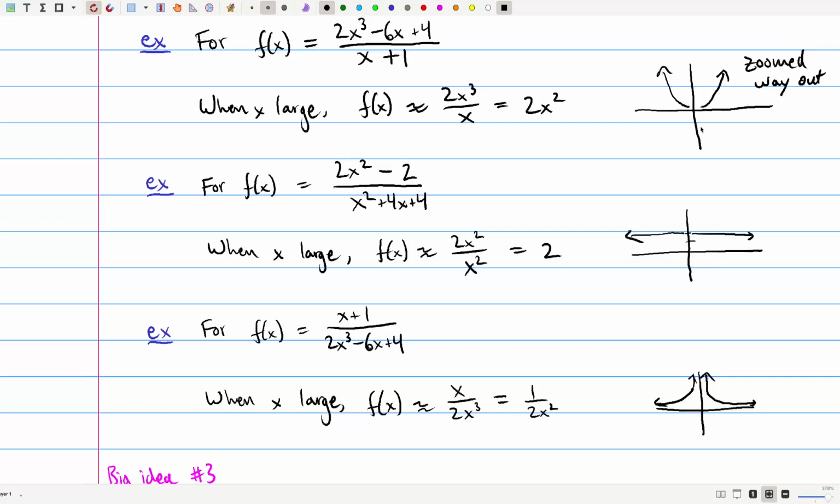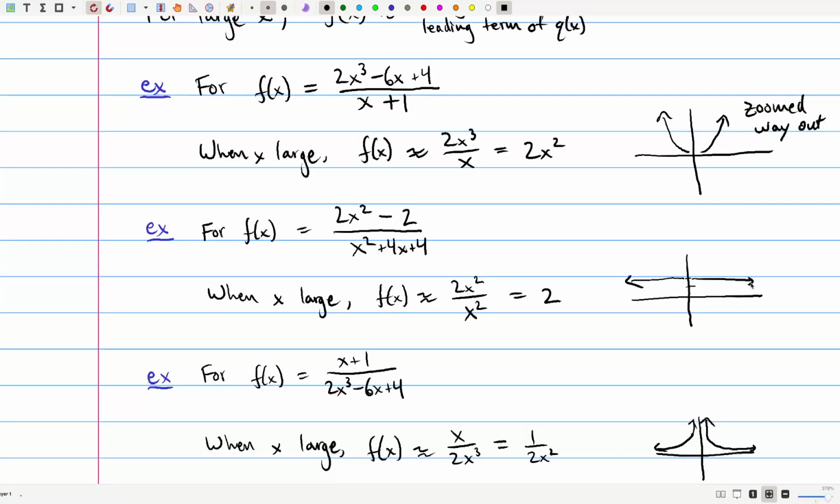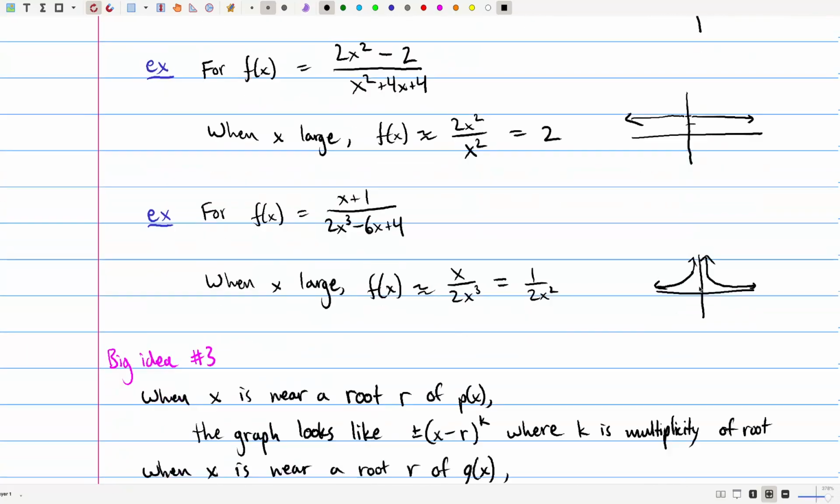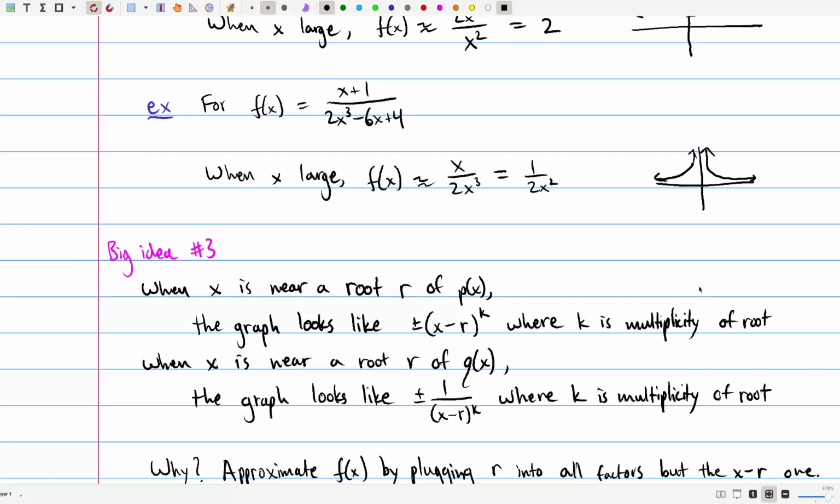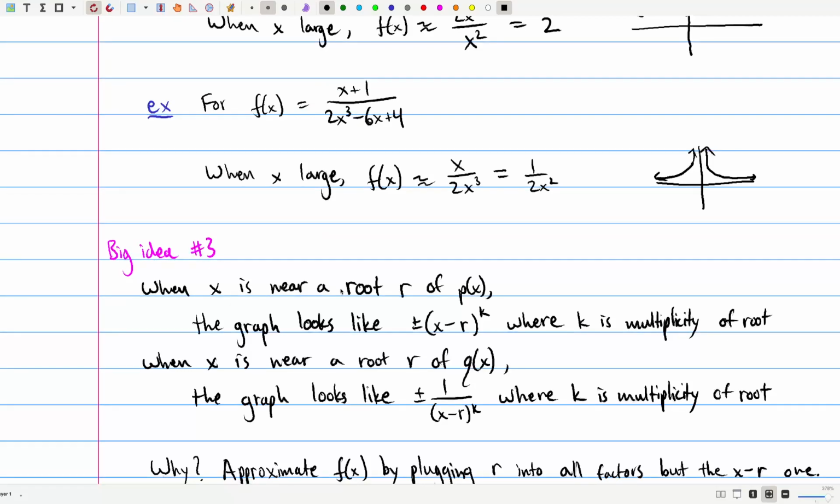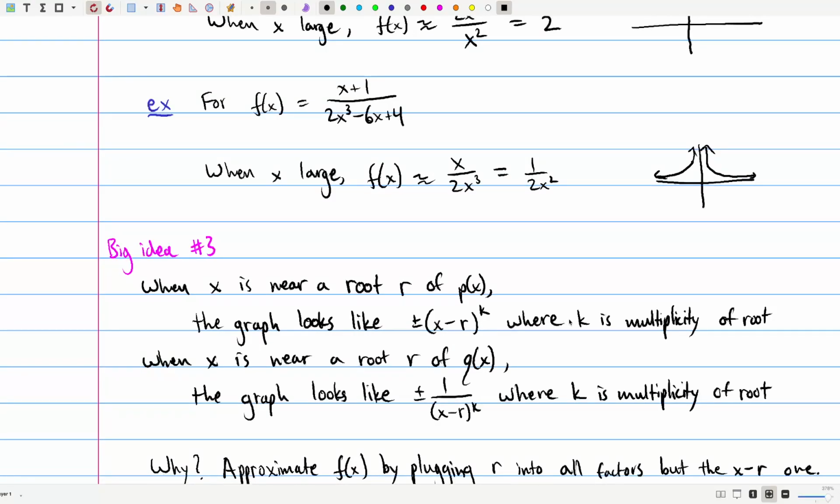Okay, so we're going to use this zoomed way out approach to figure out what the graph looks like away from all the zeros and the poles, and then we can use that to fill the rest in once we figure out some details of the zeros and the poles. Which leads to big idea number 3, information about the zeros and the poles. Just like for polynomials, where when x is near a root of the polynomial, it looks like just (x minus r) to the k, here it's the same thing. When it's a root of the numerator, then the graph looks like plus or minus (x minus r) to the k, where k is the multiplicity of the root. And this plus or minus is representing that we don't know if it's going to be going upwards or downwards.